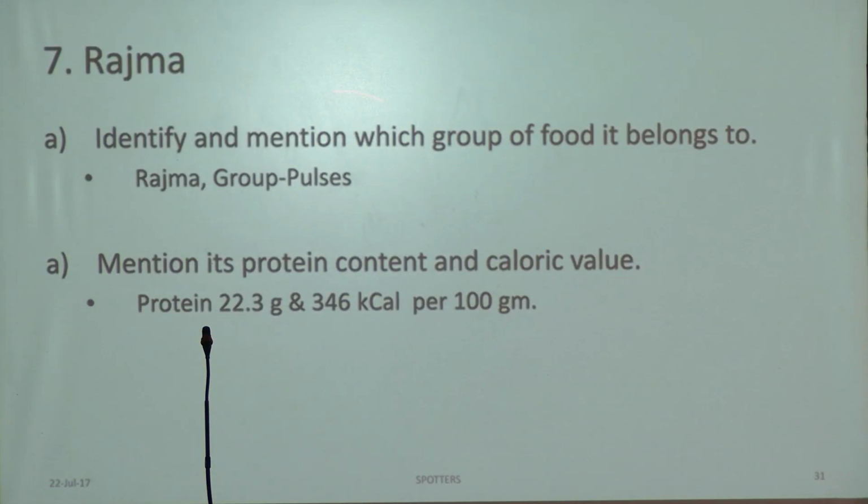What is the food group? That is pulses. Protein content 22.3 gram. But energy again the same, 346. Always remember the number 340. Okay, 342 or 346 doesn't matter, but it should not be 1340 or 430. It has to be 3, 4 and 0. Okay, remember this.